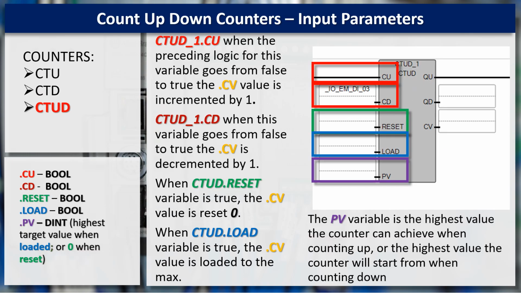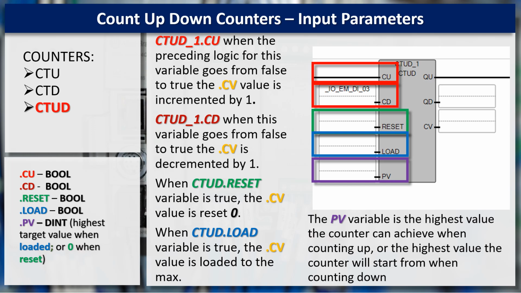This counter has 4 input variables that will trigger the action, and it also has the process variable. So with the .cu in this particular case, when preceding logic for this variable goes from false to true, then the CV value is incremented by 1. With the .cd, when this variable goes from false to true, the CV is decremented by 1.